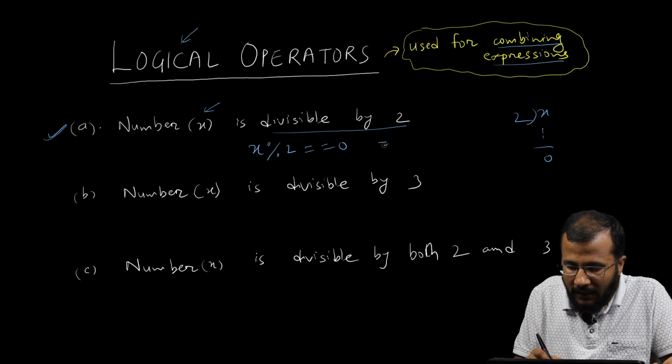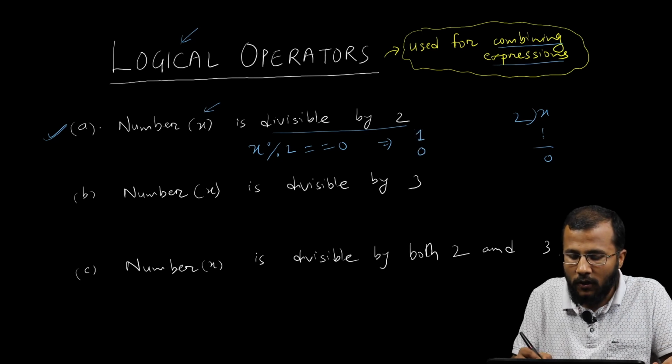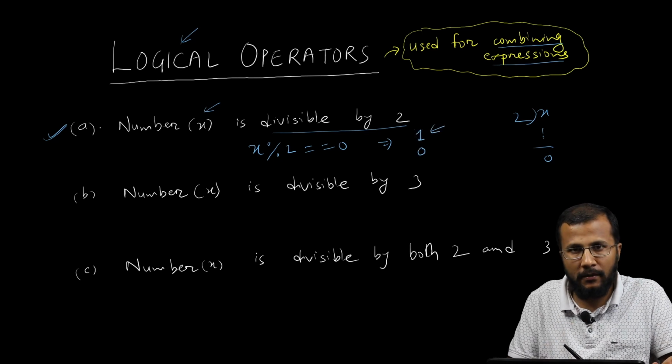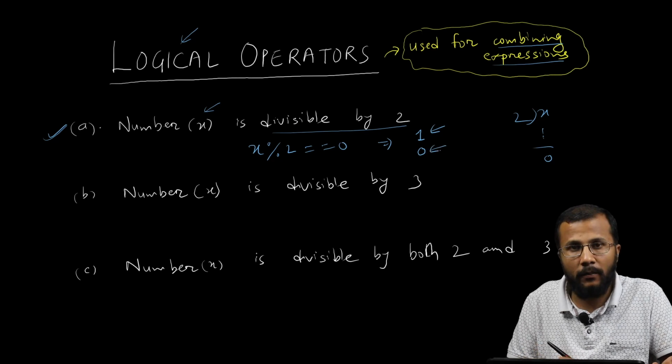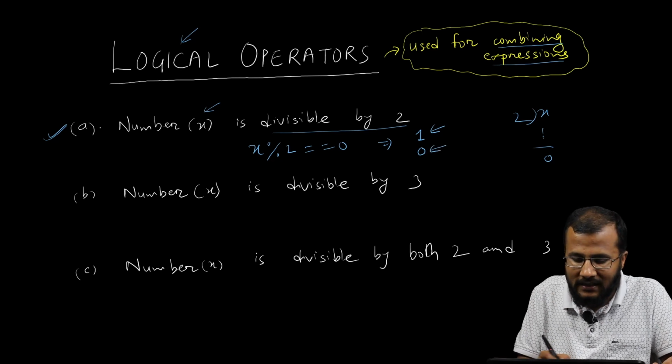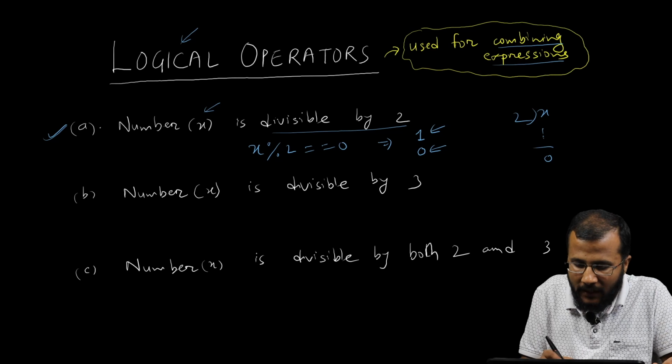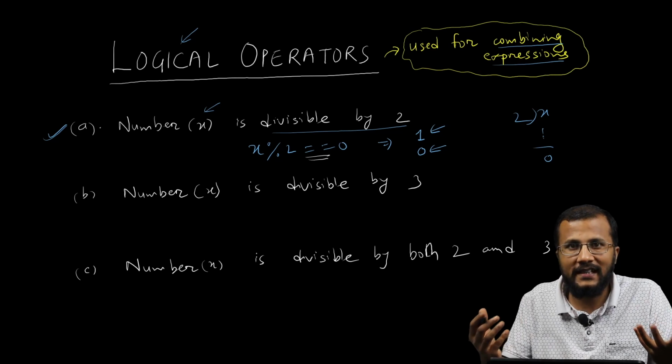So this will return the output true or false. True as in 1 and false as in 0. True whenever the number is divisible by 2 and false whenever the number is not divisible by 2. So this is simply a relational operator, equals to. So this is just a single expression.